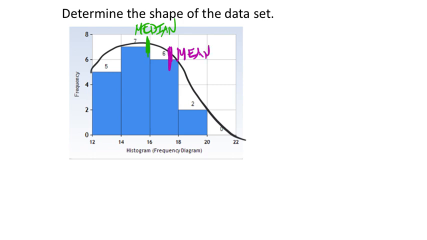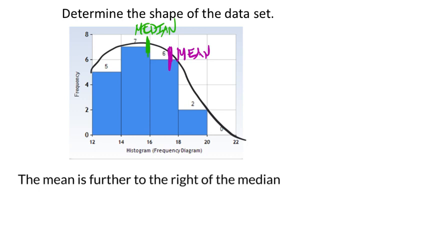So, on the assignment, it's going to say, is it left or right skewed, or is it symmetric? Well, what I notice from that right there is that the mean is to the right of the median. So the mean is further to the right of the median. And that makes this, the mean is to the right, which means it would be right skewed.